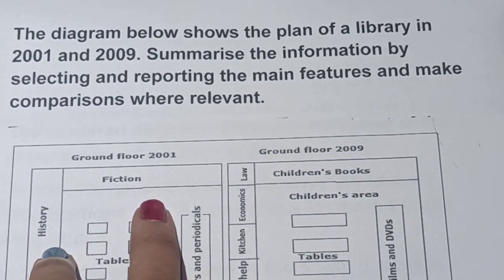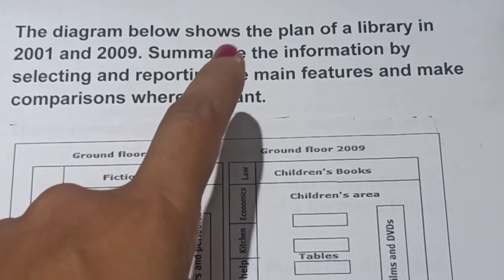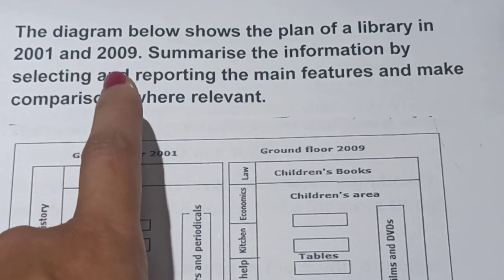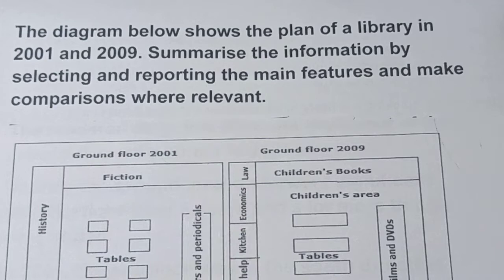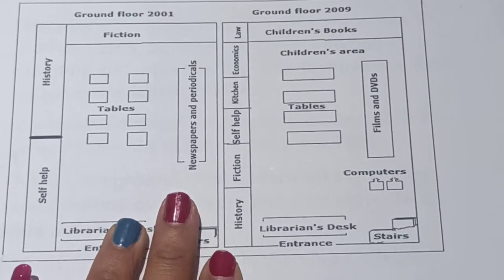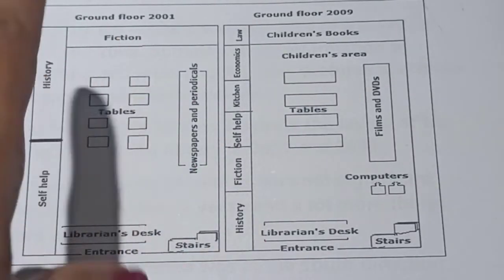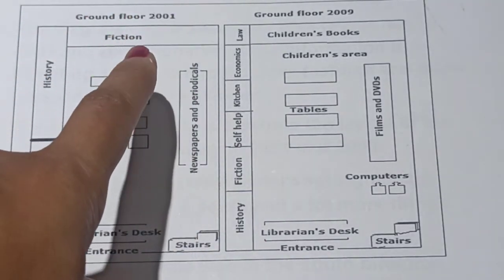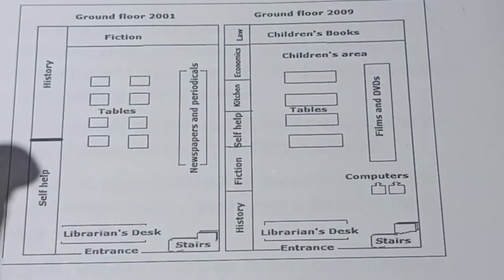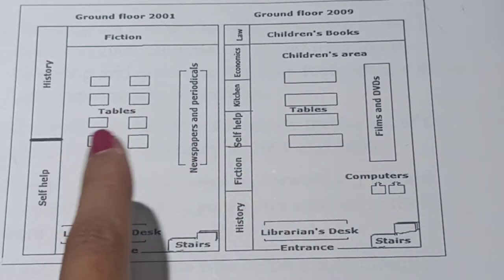Today in this video I'll discuss with you writing task 1, and the question for today is: the diagram below shows the plan of a library in 2001 and 2009. Summarize the information by selecting and reporting the main features and make comparisons where relevant. So we are given this diagram representing the ground floor in 2001 and in 2009. A lot of modifications can be seen, a lot of new additions can be seen in the year 2009. So let's see.